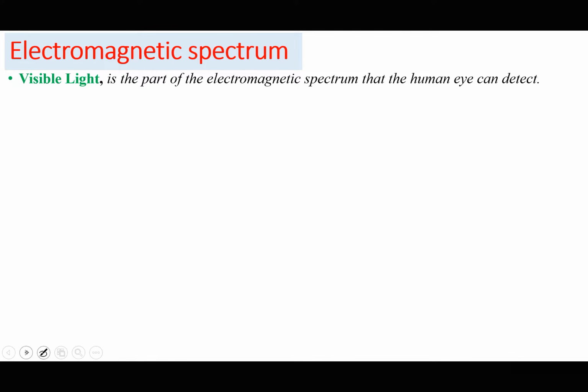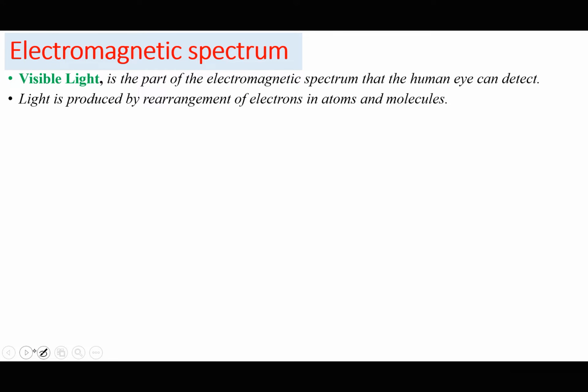Of course, we know how light is produced, even though we don't want to go into the details, but it is produced by rearrangement of electrons in atoms and molecules. So note that all electromagnetic waves involve oscillating or accelerating charges. So light is also produced by rearrangement of electrons in atoms. As electrons rearrange themselves, maybe moving from a higher energy level to a lower energy level, as we shall mention in quantum physics, the electrons emit photons, and the photons constitute what we call light or visible light.